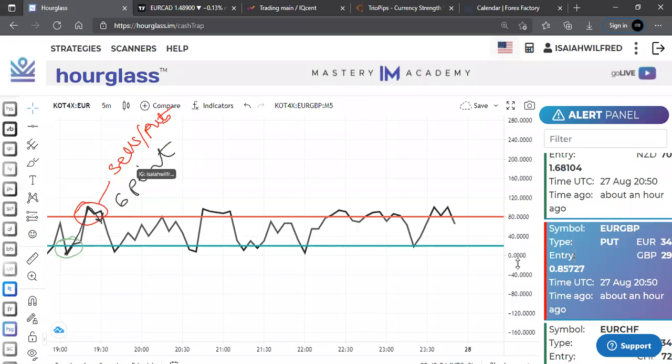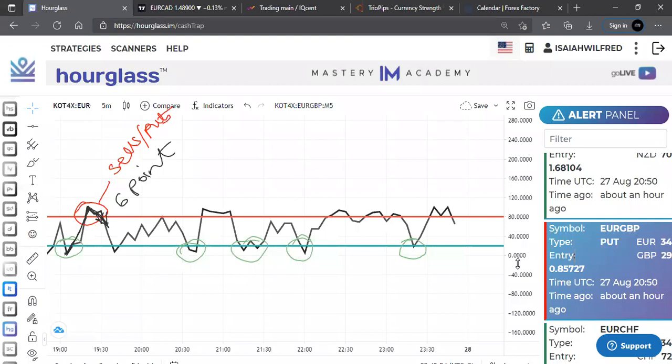That's our 6 points. Seeing the black line go to the red area and crossing back down from the red area, that's our 6 points for sell. Now, look at 6 points for buy. Look at this. All these points. See what happens.